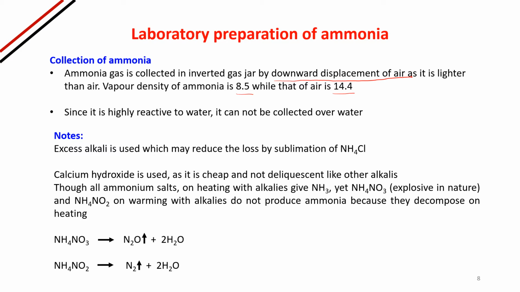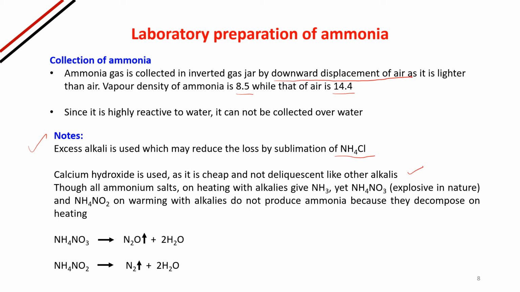Now see here, children, some important points are given. Excess alkali is used. Why? Because it may reduce the loss due to sublimation of NH4Cl. Calcium hydroxide is used because it is cheap and not deliquescent like other alkalis.